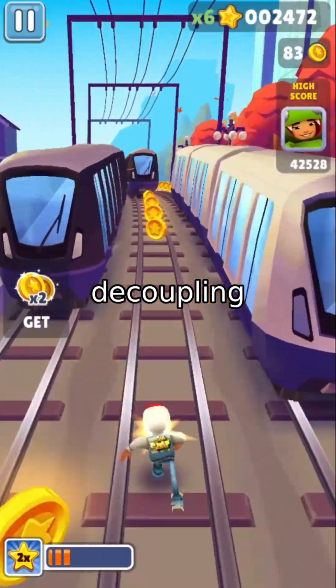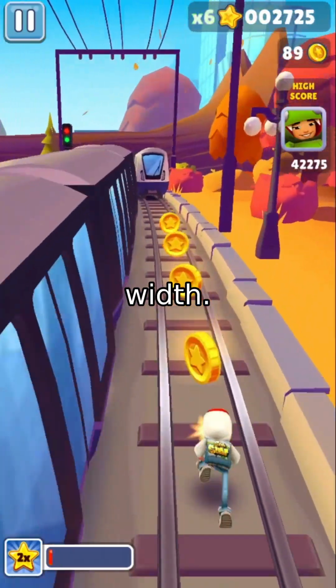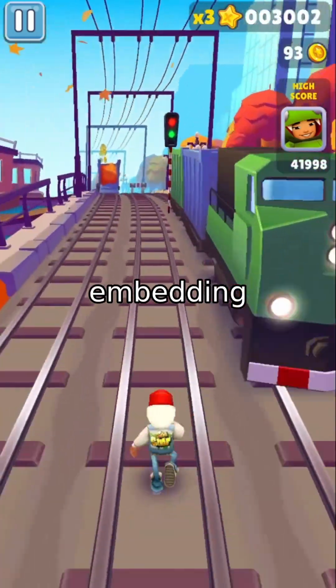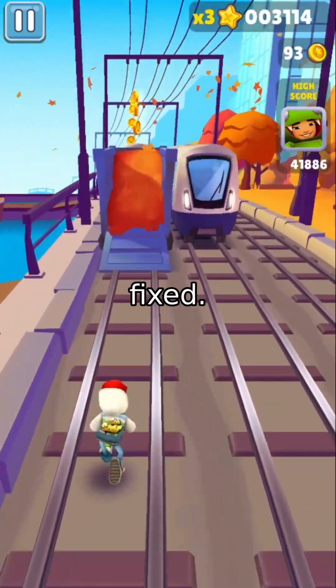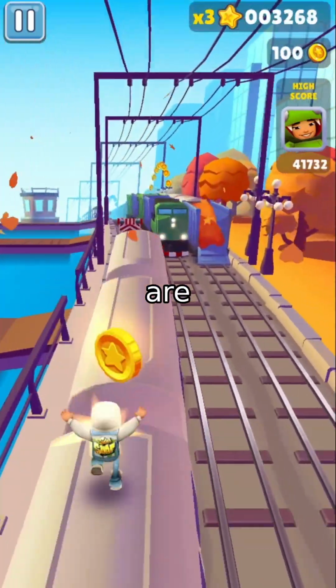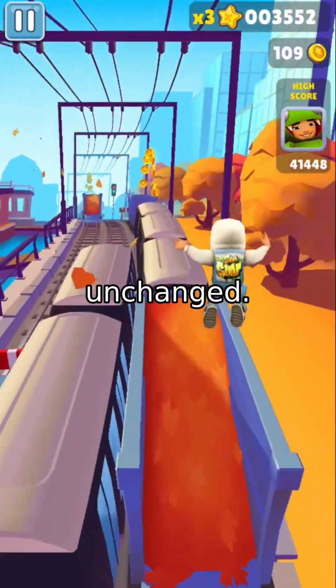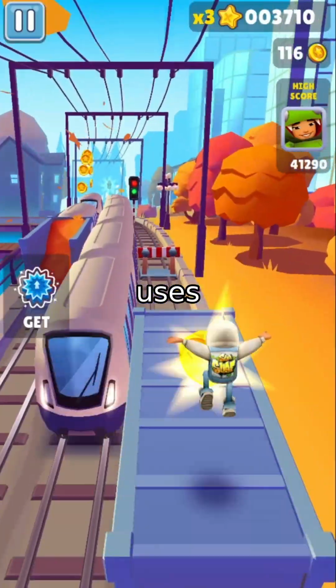VWN solves this by decoupling representational width from backbone width. Instead of widening the hidden layers, where the cost grows quadratically, we expand the embedding space while keeping the backbone's hidden dimension fixed. This means richer representations are packed into the input tokens, but intermediate computations remain computationally unchanged. How? VWN uses overwidth embeddings.